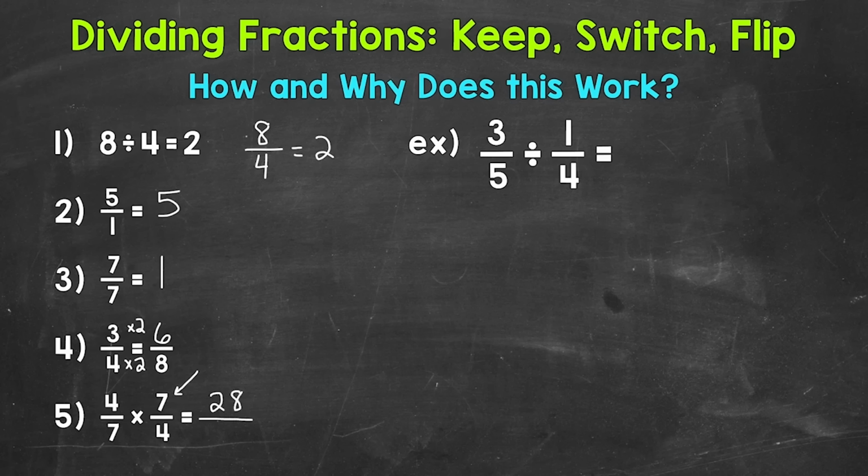Now let's multiply the denominators, the bottom numbers. 7 times 4 is 28. So we end up with 28 28ths. And we know that if we have the same number on top, the numerator, as we do on the bottom, the denominator, this is going to equal 1 whole, or 1.